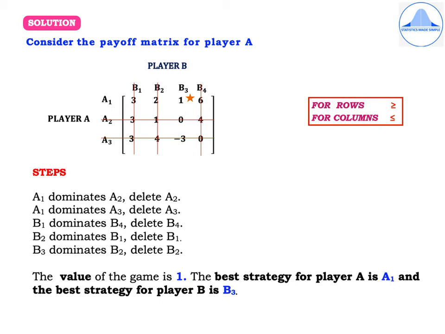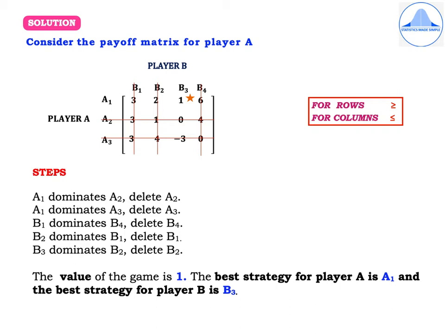Now let us compare B1 with B2. 3 is not less than 2. Okay, so B1 and B2 doesn't work out. Now compare B1 with B3. 3 is not less than 1. So B1, B3 also doesn't work out. Now compare B1 with B4. So 3 is less than 6. B1 dominates B4. Delete B4.